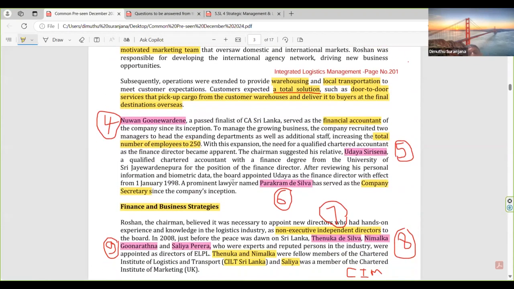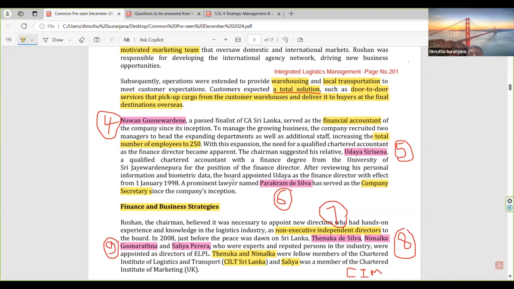Then the next individual is introduced, number 4, Mohan Gunawardhana, a fast finalist of CSC Lanka, who served as the financial accountant of the company since its inception. To manage the growing business, the company recruited 2 managers to head the expanded departments as well as additional staff, increasing the total number of employees to 150.